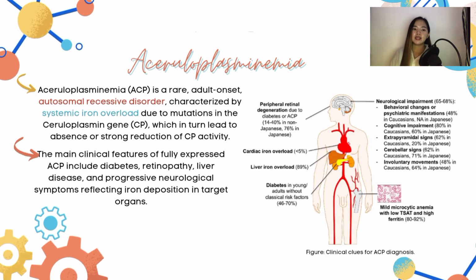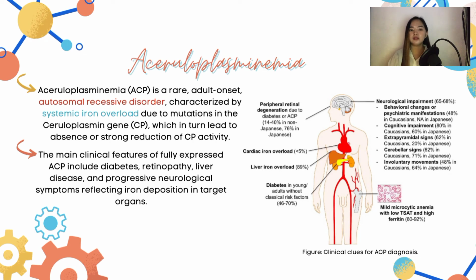On the other hand, aceruloplasminemia is a rare adult-onset autosomal recessive disorder characterized by systemic iron overload due to mutations in the ceruloplasmin gene, which in turn lead to absence or strong reduction of ceruloplasmin activity. Ceruloplasmin is a peroxidase that plays a key role in iron export from various cells, especially in the brain, where it maintains the appropriate iron homeostasis with neuroprotective effects. The main clinical features of fully expressed aceruloplasminemia include diabetes, retinopathy, liver disease, and progressive neurological symptoms reflecting iron deposition in target organs.